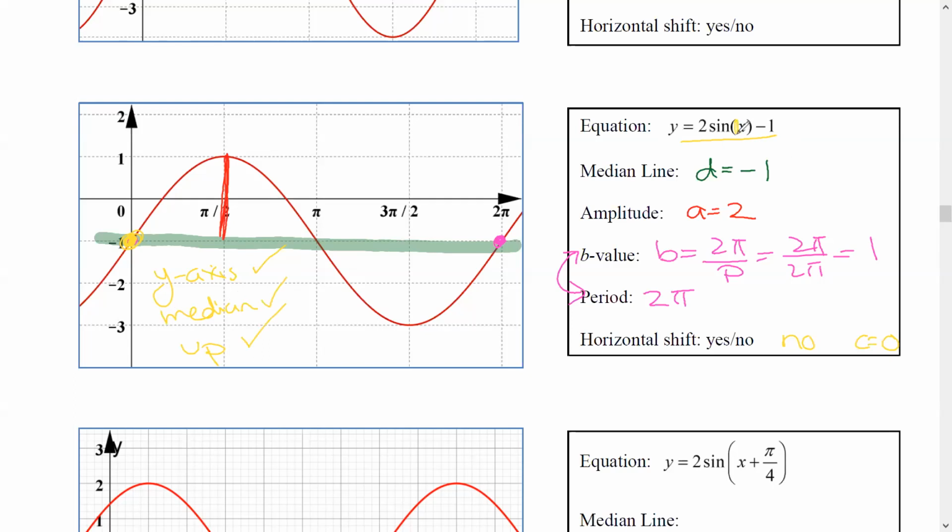Have fun with that one. Try to use your brains more than your calculator on this one. Use your calculator as a check.